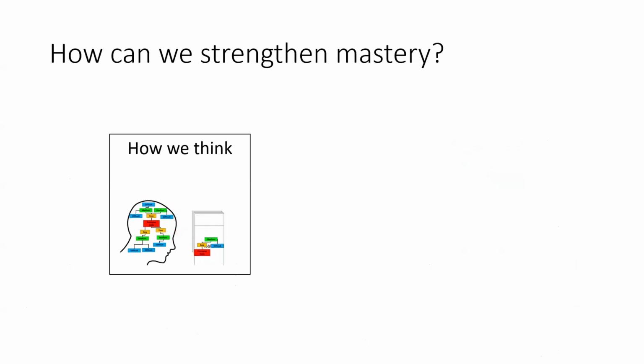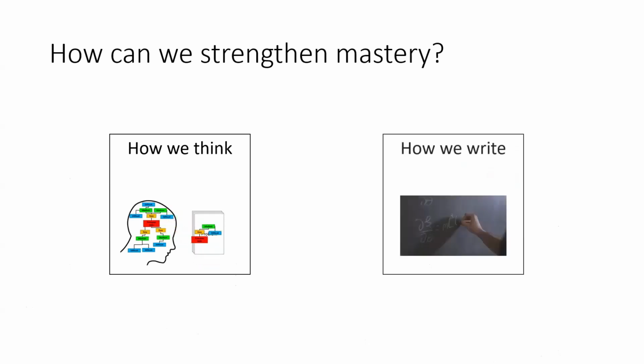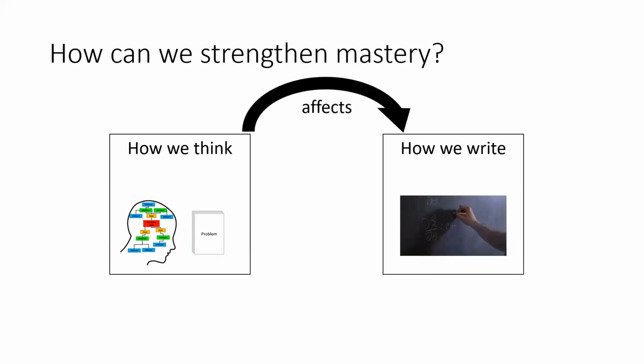So how can we strengthen mastery? How can we achieve the kind of linkages and memories that we want to have when we solve problems? Well, you can see that, again, that's the animation of how we think. And I would like to bring your attention and make you think about how we write. Nonetheless, it's needless to say that the way we think affects the way that we write.